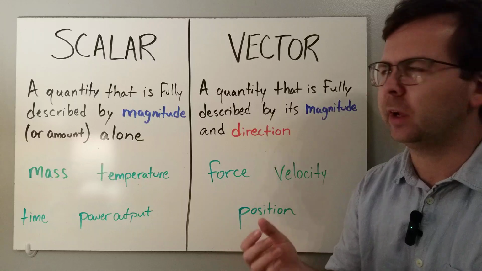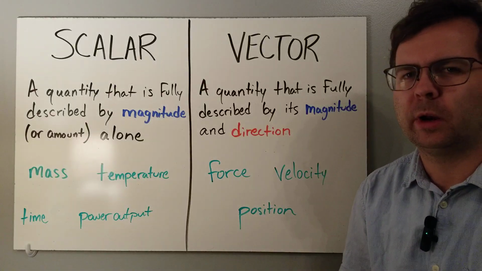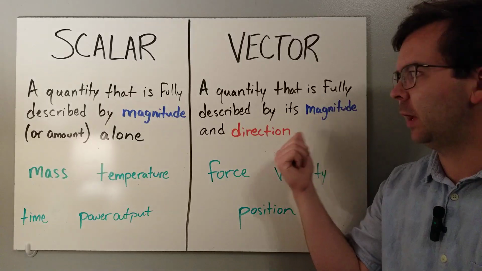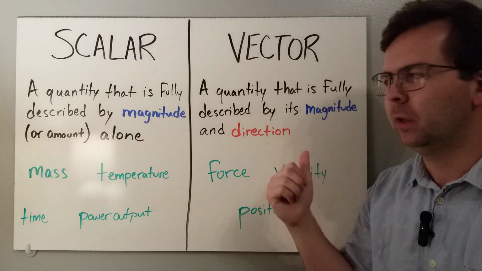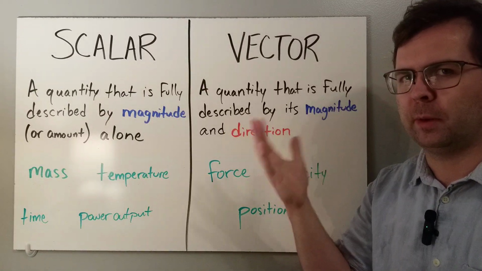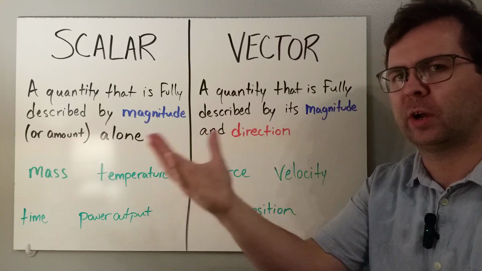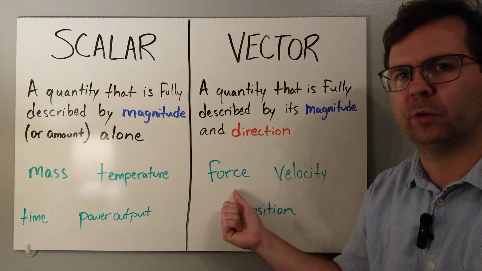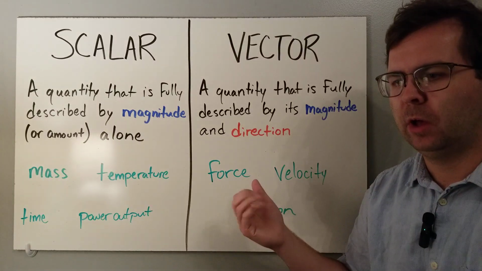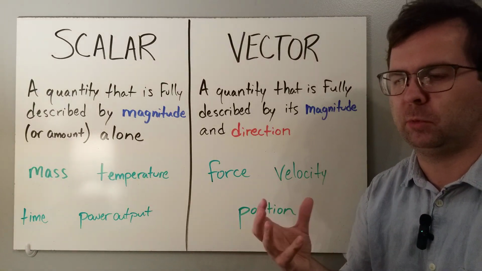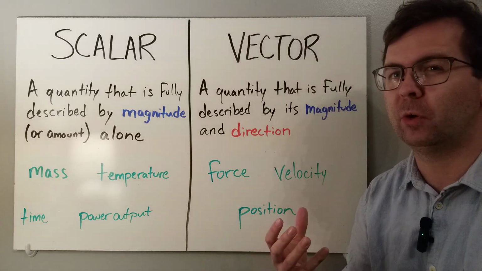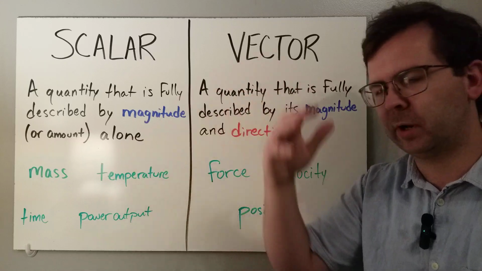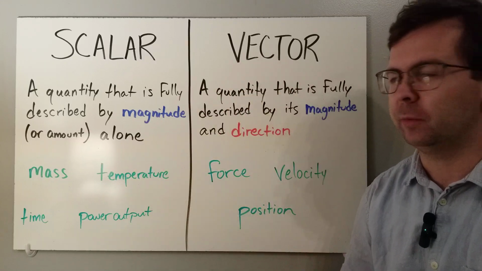amount. On the other hand, vectors are quantities that are described fully by both their magnitude and the direction. So you have to include the amount, but also in what direction it is moving or going. An example of a vector is a force. You always have a force with some amount. You're pushing with some amount of strength, but it's always being pushed in one direction. Could be to the left or to the right or up or down, but there's always a direction.